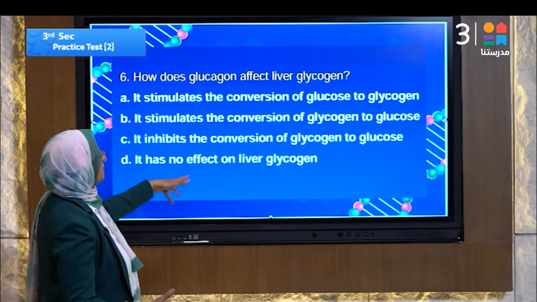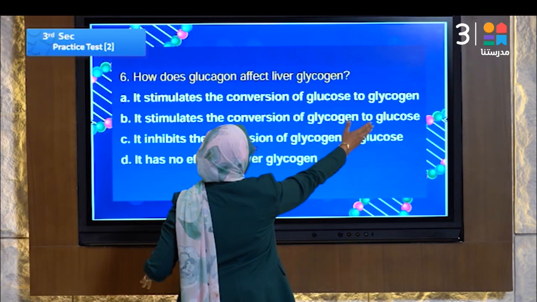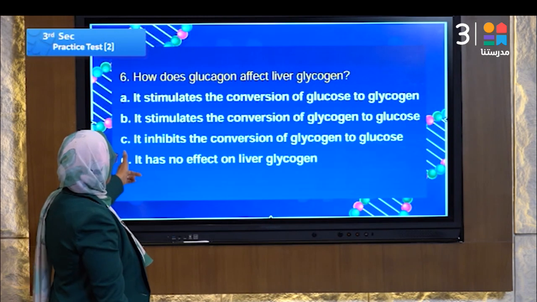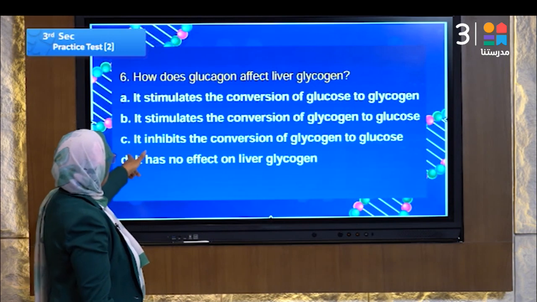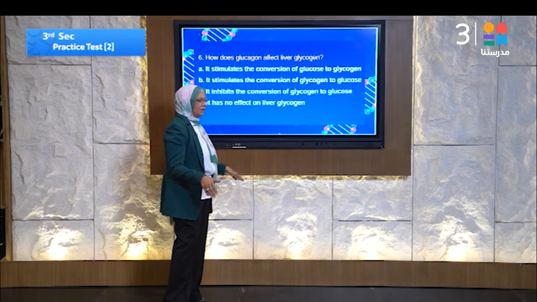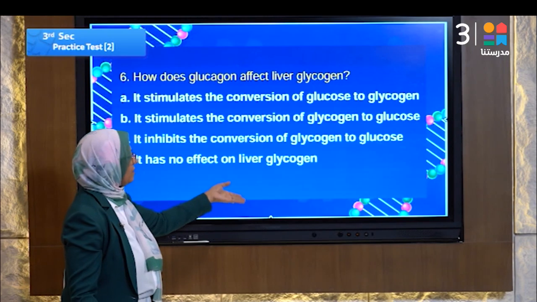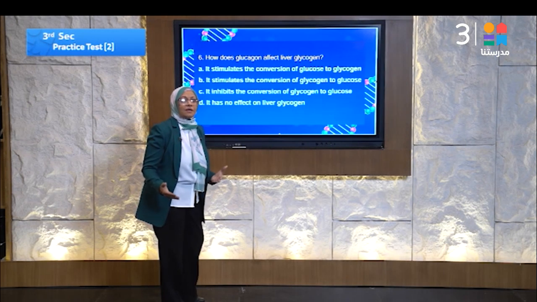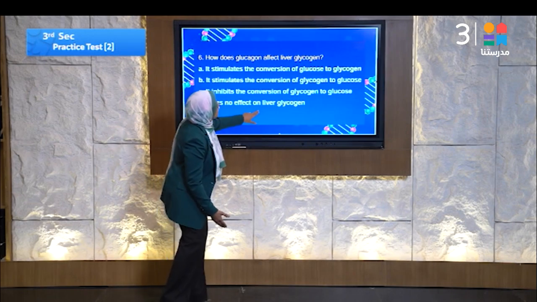Okay, there's no difference between them, except glucose converts to glycogen, and glycogen converts to glucose. We must read well. C, it inhibits the conversion of glycogen to glucose. Now, not stimulation, it is inhibition. Inhibits means no action. D, it has no effect on liver glycogen. What? No. Insulin and glucagon affect the glucose and the glycogen of the liver. Let's go to the answer.